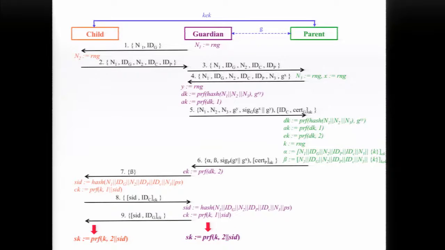And also here, PS is local message information specified by the guardian, so that the parent actually does not know this part. And this part will also contribute to the final key, SK, so that this key is only known between the child and the guardian. The parent has no idea about this key if this part is introduced by the guardian.